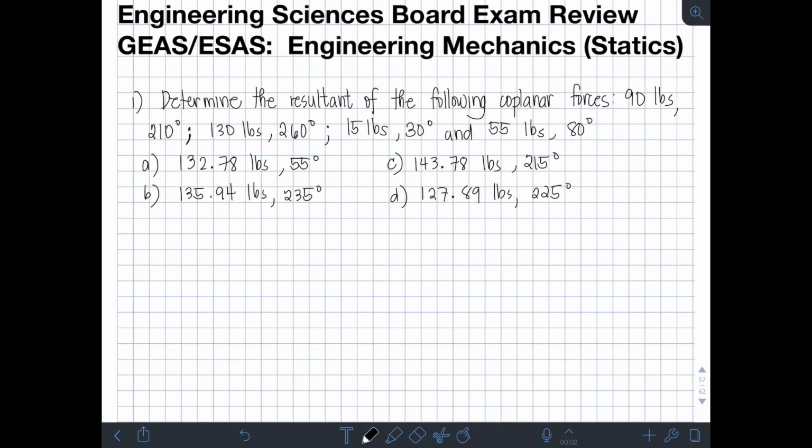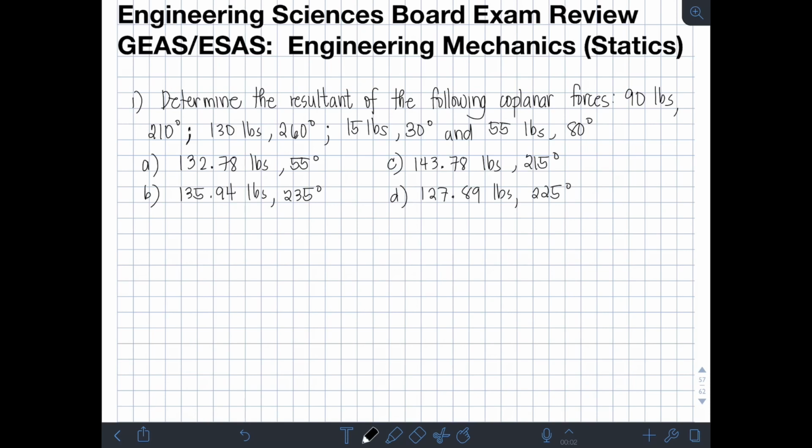Okay, so this time ay magre-review ulit tayo for Engineering Board Exam Review which is GEAS or ESAS. Ang specific topic is Engineering Mechanics Statics. So, magsasagot ulit tayo ng sets of questions. Let's start with question number 1.